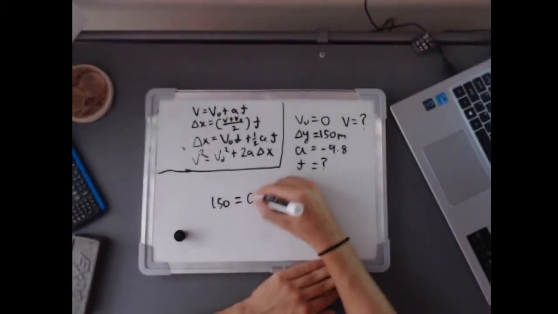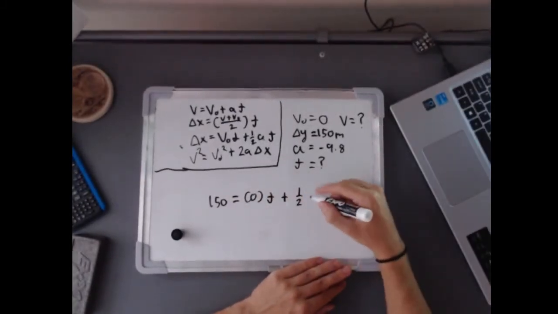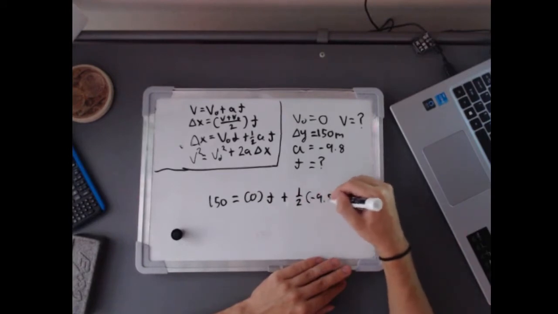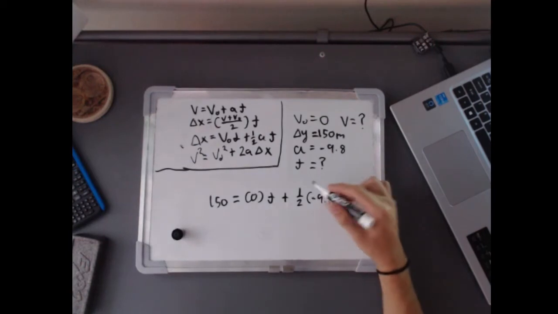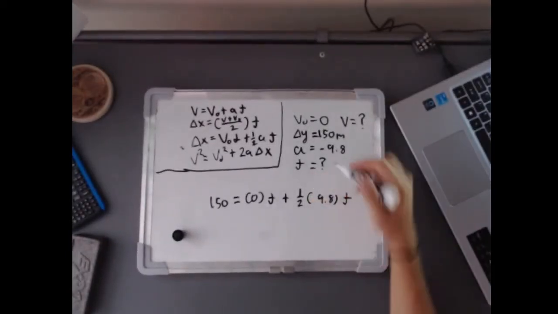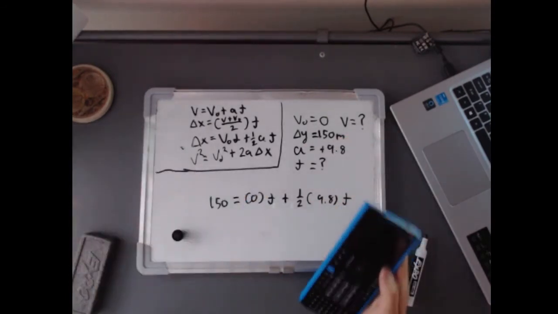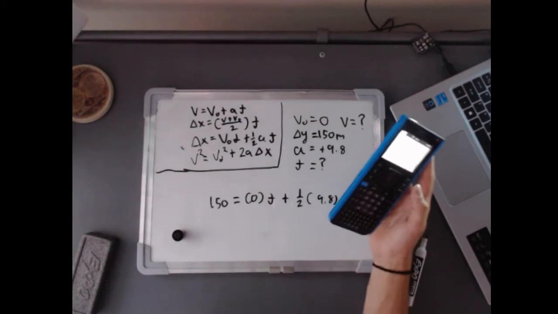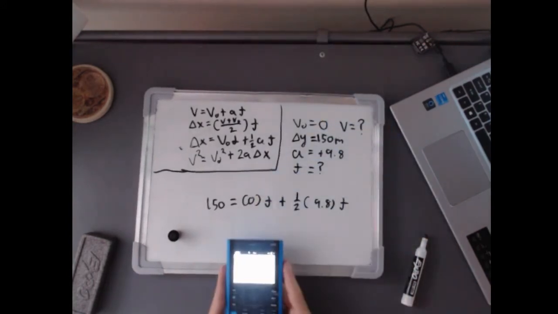150 is equal to 0 times time plus 1/2 times negative 9.8 times time squared. We can choose positive 9.8 here because it'll be weird if we don't. I never understand why gravity is sometimes positive, sometimes negative. Use the value that gets you a positive answer for time. That's why I say that.